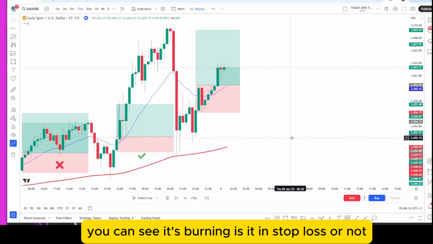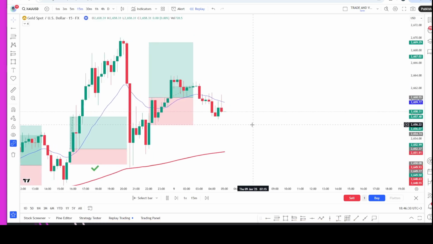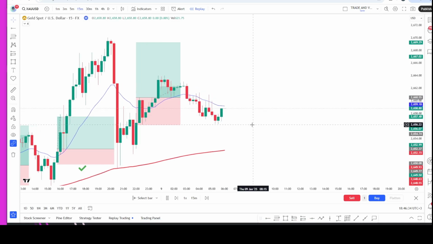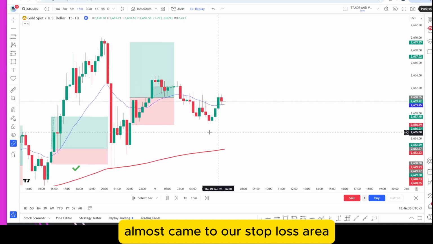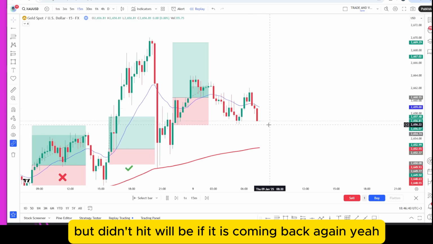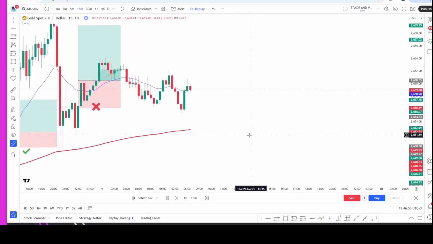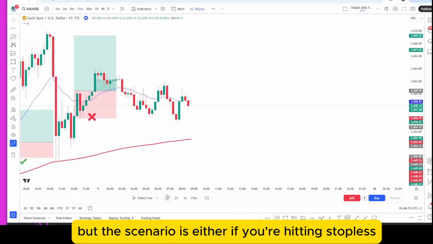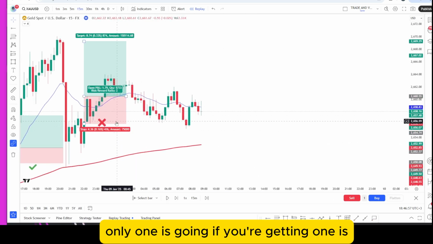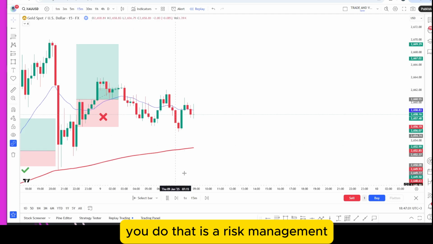You can see it's running. Is it hitting stop loss or not? Not yet, not yet, not yet. Yeah, almost came to our stop loss area but didn't hit. If it comes back again, yeah, the stop loss is hit. It's a stop loss. But the scenario is, if you hit stop loss, only one is going, and if you get 1:2, that is the risk management.